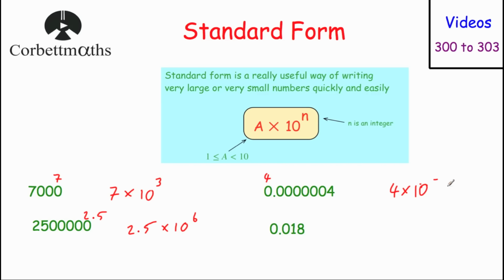So because we want to move it 7 columns to the right, the power would be negative 7. So the answer would be 4 multiplied by 10 to the power of negative 7.